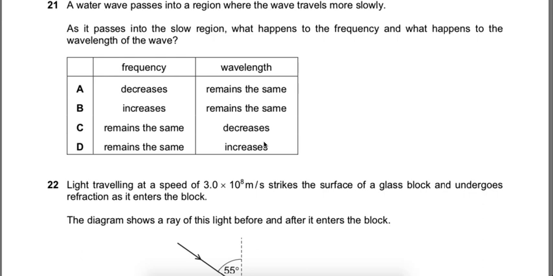Frequency cannot change because it depends on the source. Until something at the source changes, the frequency won't change along the way. So f, or frequency, would be your constant here. That means if the speed is changing, the only thing that can explain that based on the formula is the wavelength. So speed is going down, wavelength must be going down. Simple as that. You have the answer. It's going to be option C.